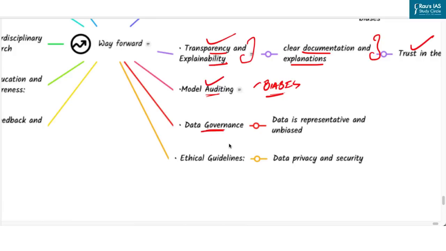To mitigate the negative impact of generative AIs, we need better data governance practices. This means establishing clear guidelines for how data is collected, stored, and used. So, how will this help? This will ensure that data is representative and unbiased. Next is providing ethical guidelines. Guidelines for data privacy and security, transparency, explainability, fairness, and accountability.